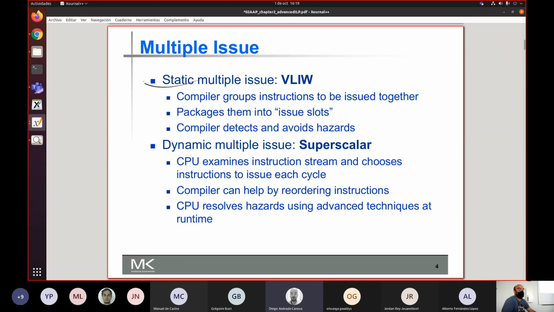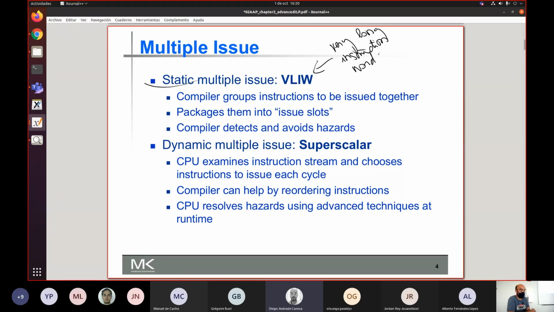And this is implemented in a kind of machines which are called very long instruction word. Okay, this is the acronym of very long instruction word machines. The idea is that the processor is going to create like packages of up to 2, 3, 4, or whatever number of instructions to be issued at the same time, okay? And it's up to the processor to make the analysis to avoid hazards.